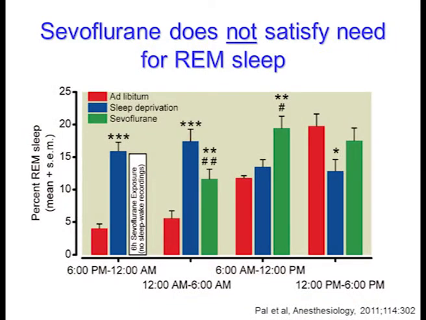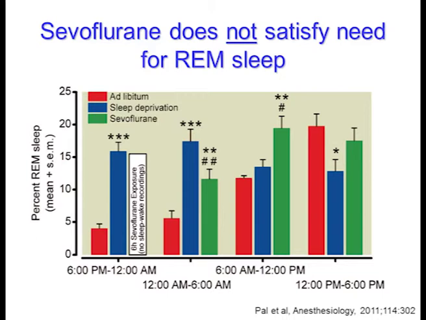But this wasn't true for REM sleep. So again, the red group is the group that got to do whatever it wanted. You see it's low at night, and REM sleep starts to go up during the day. The sleep deprivation group, you get this big REM rebound, these big blue bars coming up over here, and it took 12 hours to discharge that debt.